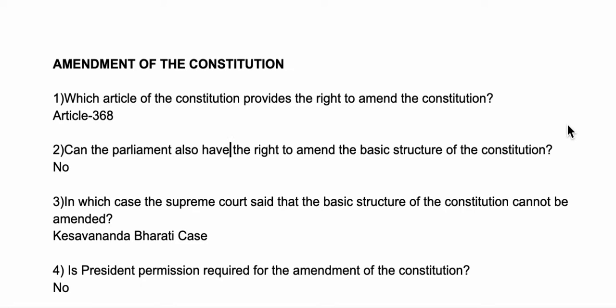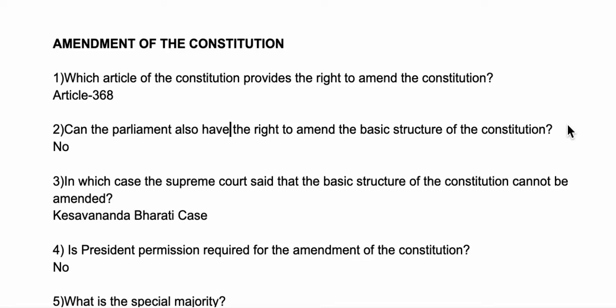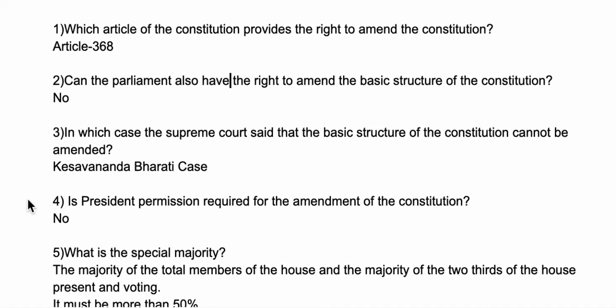So in this video we are going to discuss the amendment of the Constitution chapter of Laxmikant Indian Polity questions. Okay, let's start. First question is, which article of the Constitution provides the right to amend the Constitution? It is Article 368. Second question, can the Parliament amend the basic structure of the Constitution? No. Third question, in which case did the Supreme Court say that the basic structure of the Constitution cannot be amended? It is Keshavananda Bharati case.